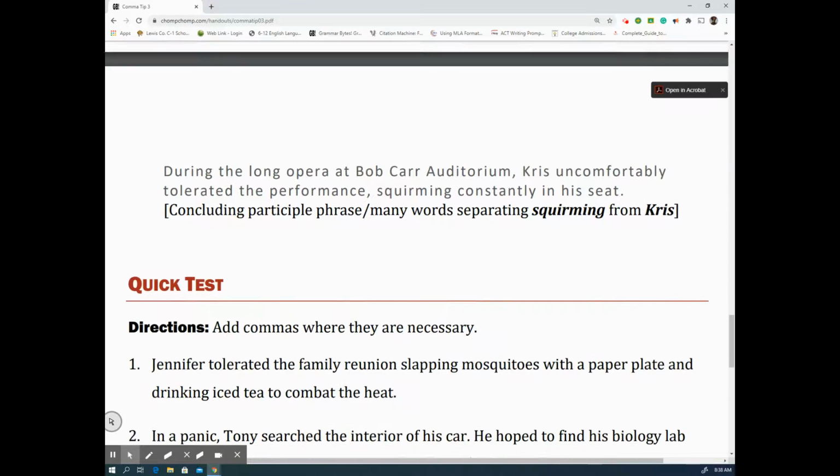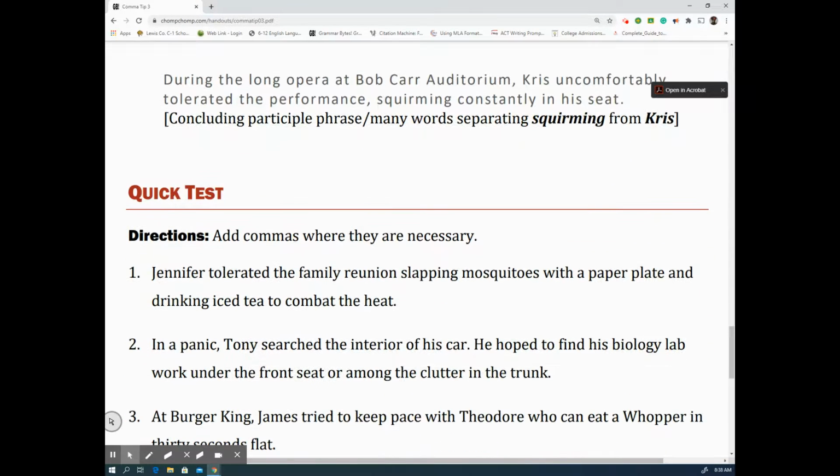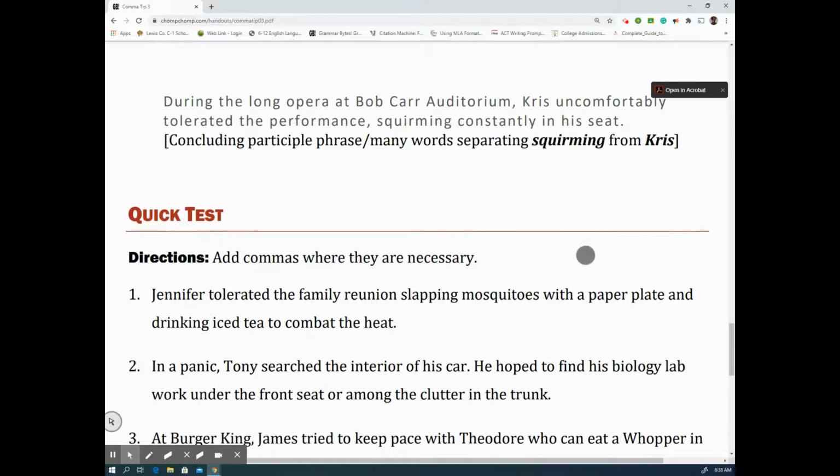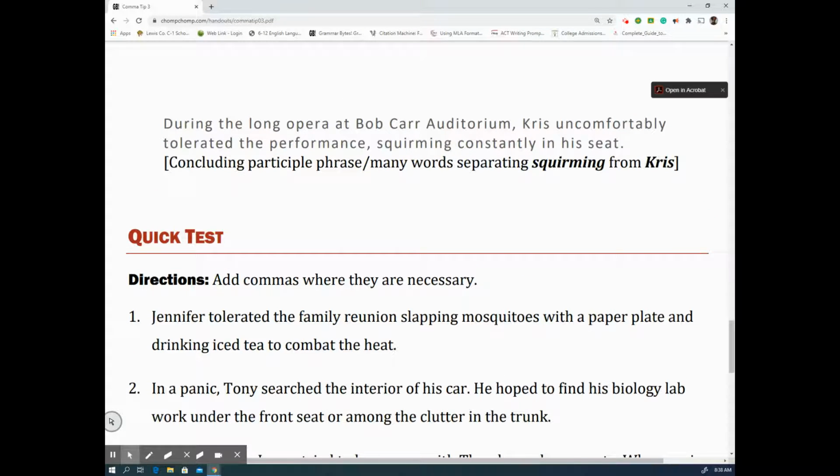Okay, next I have, "During the long opera at Bob Carr Auditorium, Chris uncomfortably tolerated the performance, squirming constantly in his seat." So here I have squirming constantly in his seat. This is a present participle, squirming, verbing, present participle. That makes this a participle phrase.